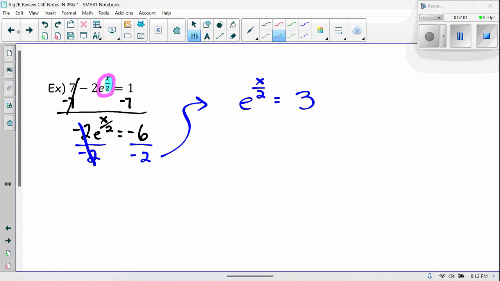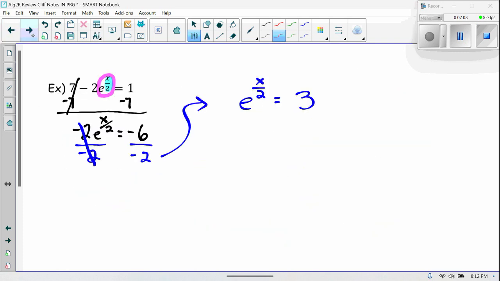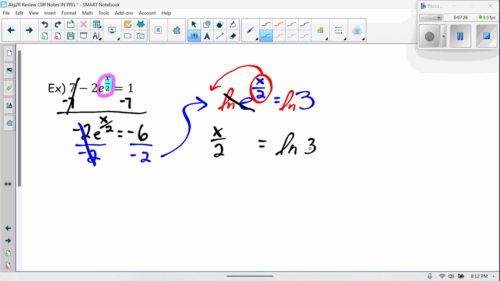Natural log to bring the exponent down. I can't do the same base or common base here. That's why I always go to natural log. So if I take the natural log of both sides, not only will this exponent come down, but natural log and e cancel. What do I mean? So I have x over 2. This technically goes bye-bye, and it equals the ln of 3.